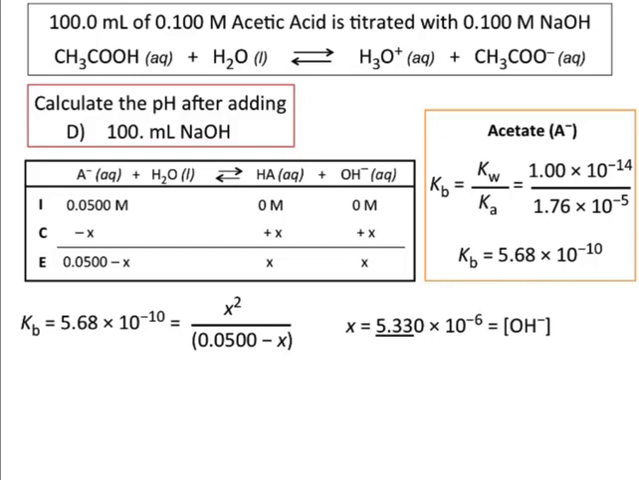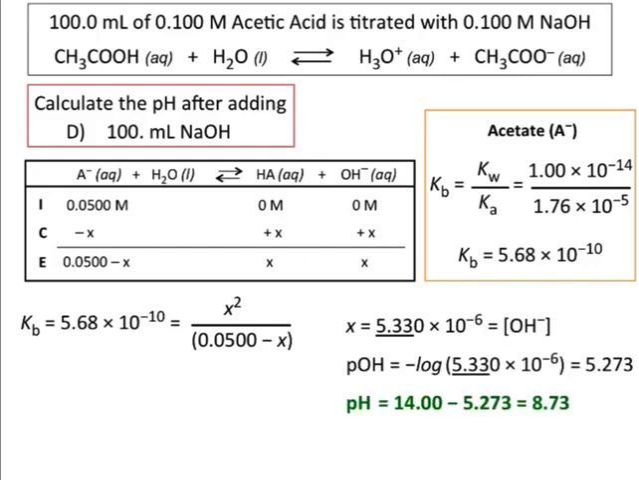And so now, what does x equal? X is equal to HA. Well, I don't really care about that. Oh, it's equal to the concentration of hydroxide. There we go. So now if you take the negative log of this, you get pOH. And then you subtract that from 14, and you get a pH of 8.73.